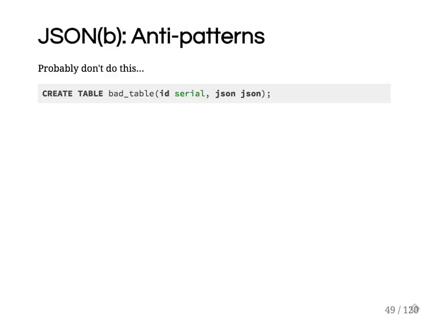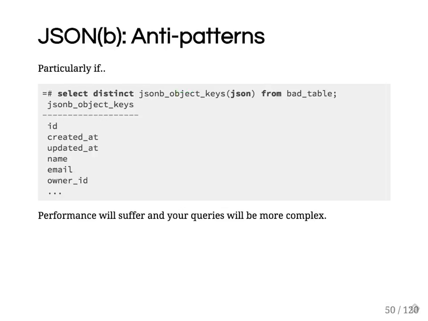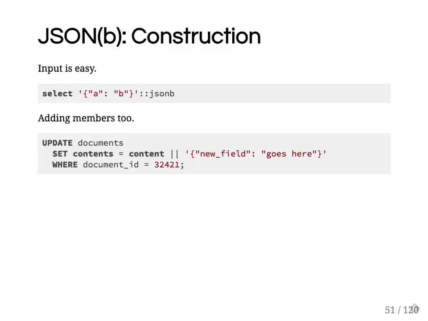Don't just make a table that's ID and then JSON. Really don't do it when you have basically a table in the JSON, and I've seen this, just don't, it's not great. Okay, so making JSON is really simple. You just give a JSON, you cast it to JSONB. Adding new things, you can append documents together for updates.